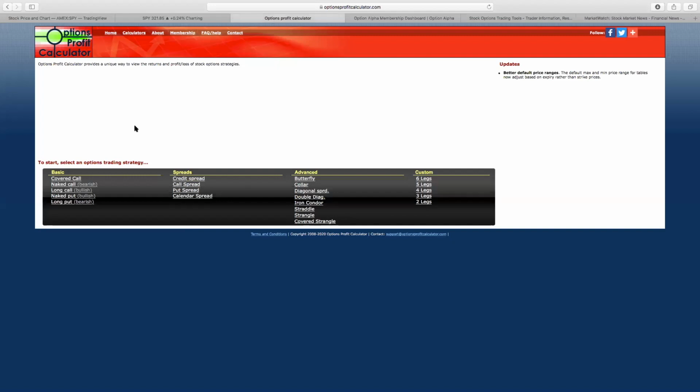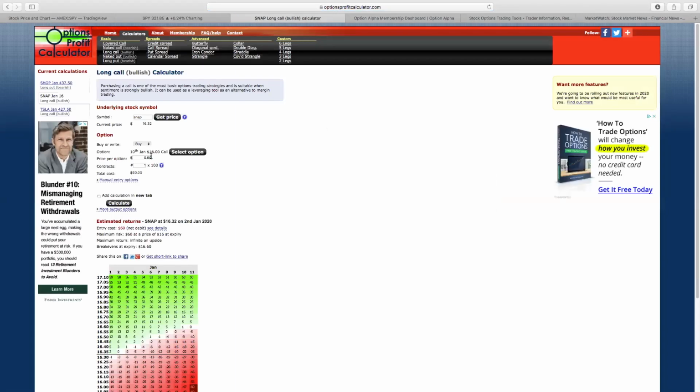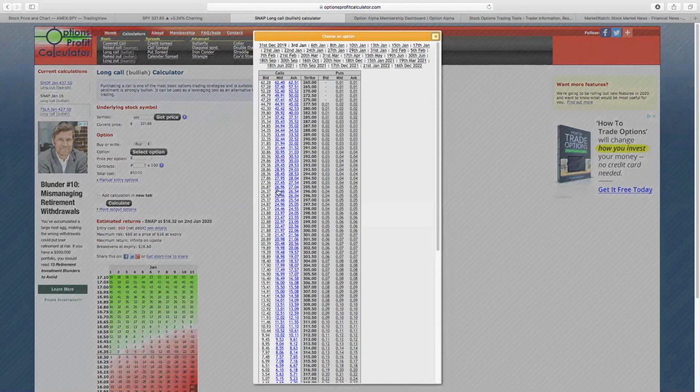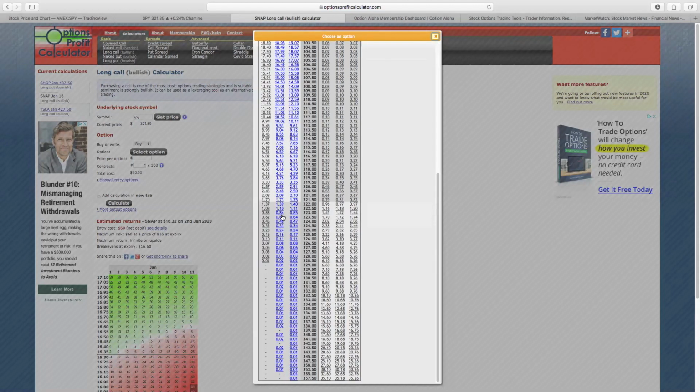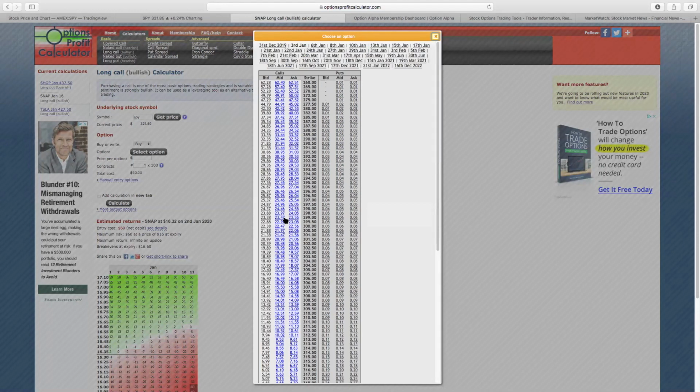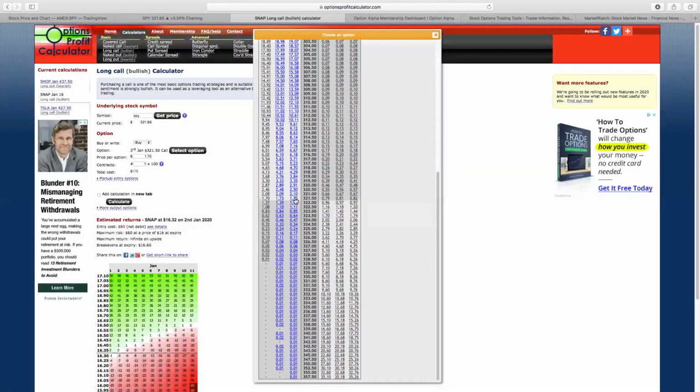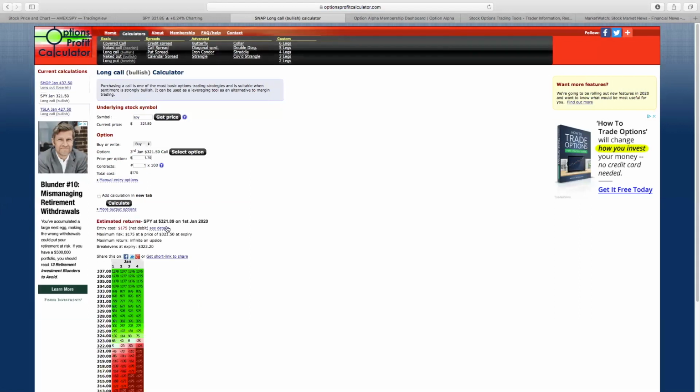Options profit calculator. This is a good resource that you can use. So if I expected SPY to move up, which is the S&P 500, I can go long call, which is bullish. And then let me pull up SPY right here. Then I can select the option. Obviously, I want to pick which expiration I have. And then I want to pick what you're already at, which is the ask, and that's what you usually put. So go to the ask, and then you calculate it.